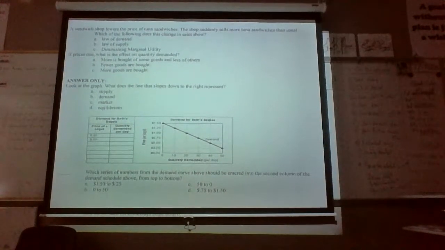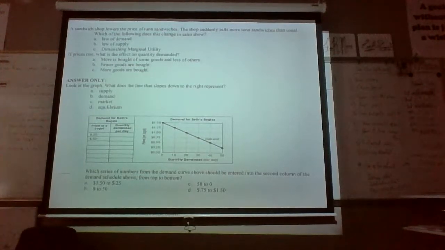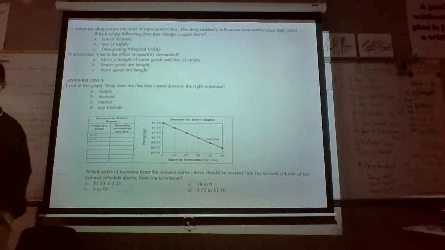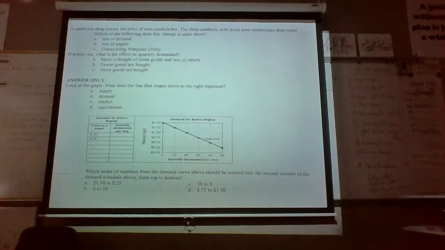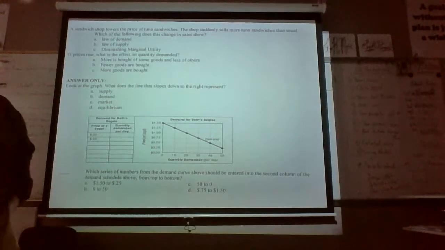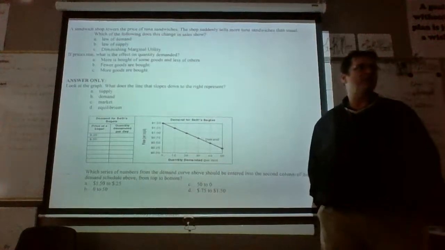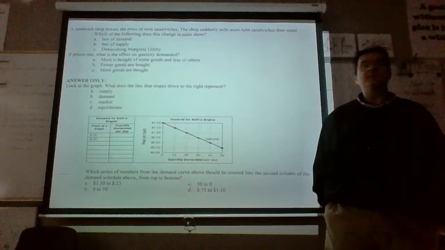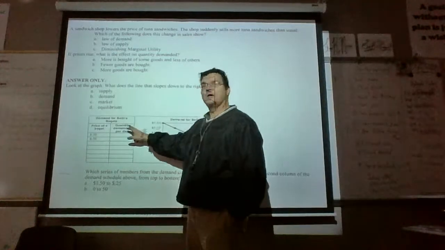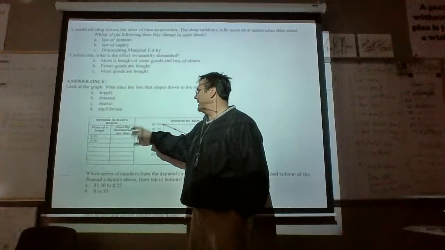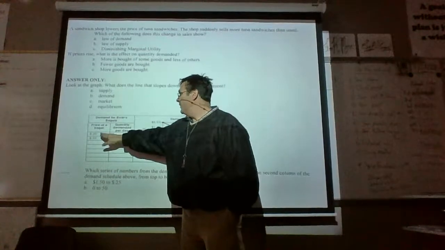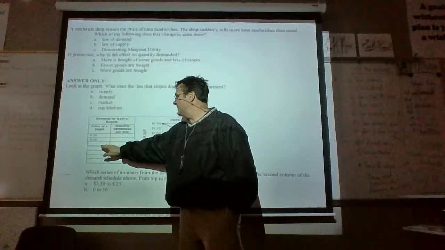Check your answers on there. A, B, C, or D. Which series of numbers from the demand curve above should be entered in the second column of the demand schedule above from top to bottom? Good. B's and C's. So I'm happy about one thing. We didn't put A or D. Can someone tell me why we do not put A or D? Why are A and D not correct? Yeah, exactly. They're asking you the second column, which says quantity demanded, and it's not going to be price. Price goes in the first column. So 25, 50, 75, $1.